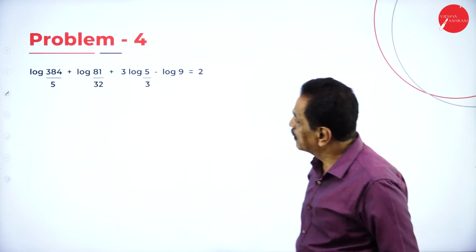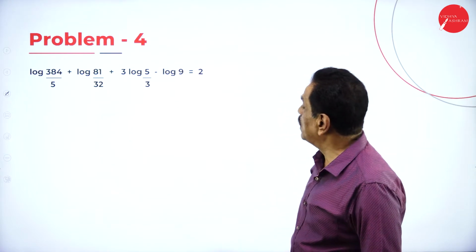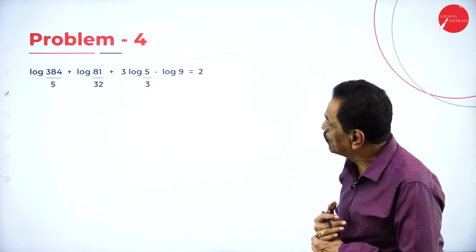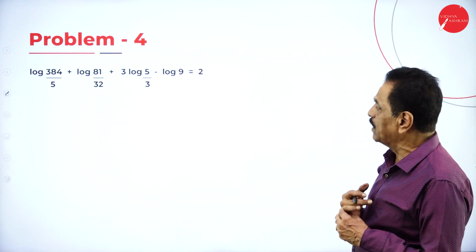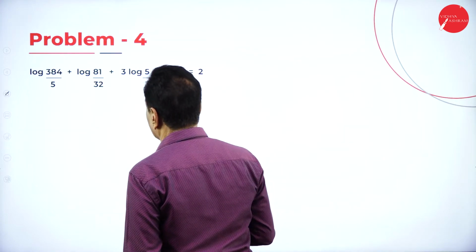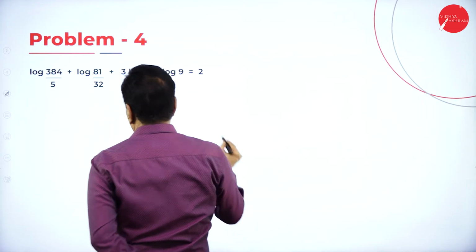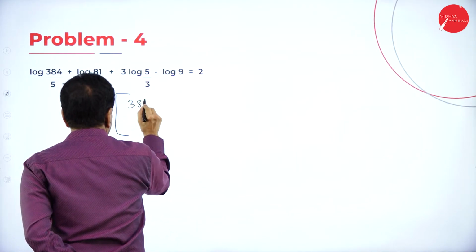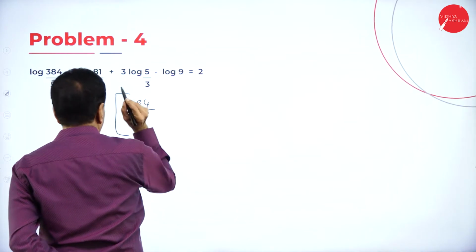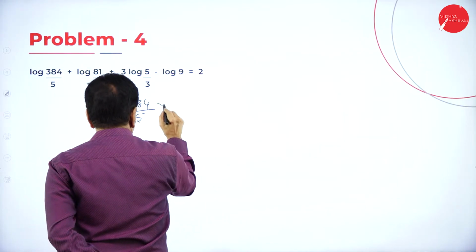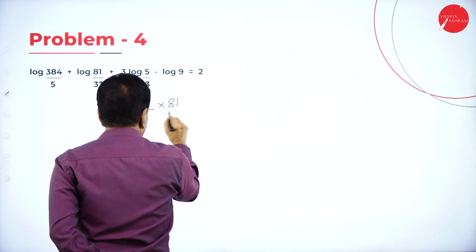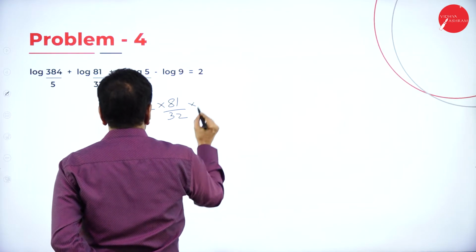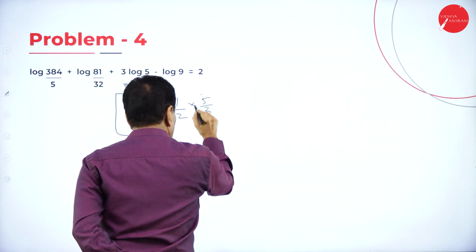You go to next one. Log 384 divided by 5, log 81 divided by 32, log 5 by 3 is log 9. This can be written as 384 divided by 5 into 81 divided by 32. This is 5 by 3 whole cube.